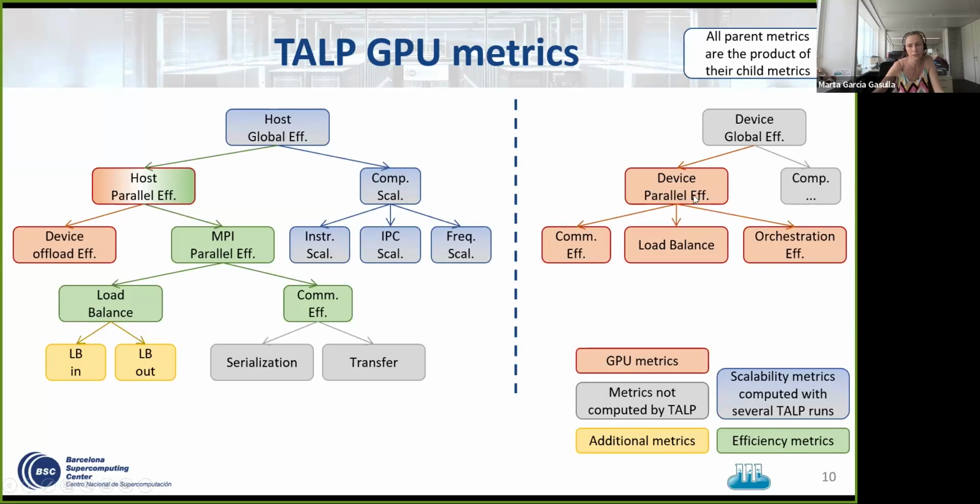So the device parallel efficiency will tell us how much time we are using the device for doing useful work. And when I'm not using the device for doing useful work, the communication efficiency tells how much time is lost because I'm moving data, the load balance efficiency how much time I'm losing because the devices are not balanced the same, one has more work than the others. And the orchestration efficiency tells us how much time is being lost because the device doesn't have enough work to do. So there's a kind of scheduling issue where it's not getting enough work to compute.